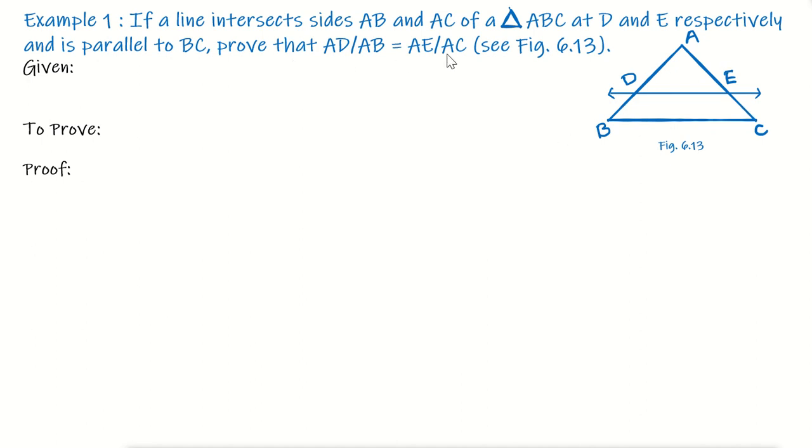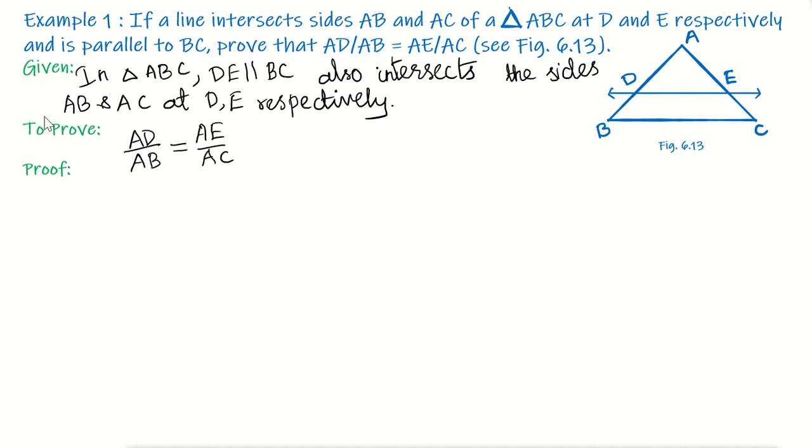What we have to prove is the ratio AD by AB, the whole side, is equal to AE by the whole side AC. A small variation. Now let's write given and to prove. Okay, from the diagram, the side headings are highlighted in a different color. Given: in triangle ABC, DE parallel to BC also intersects the sides AB and AC at D and E respectively. To prove the ratio. Okay, for the proof, as already said, we have to quote theorem 6.1.